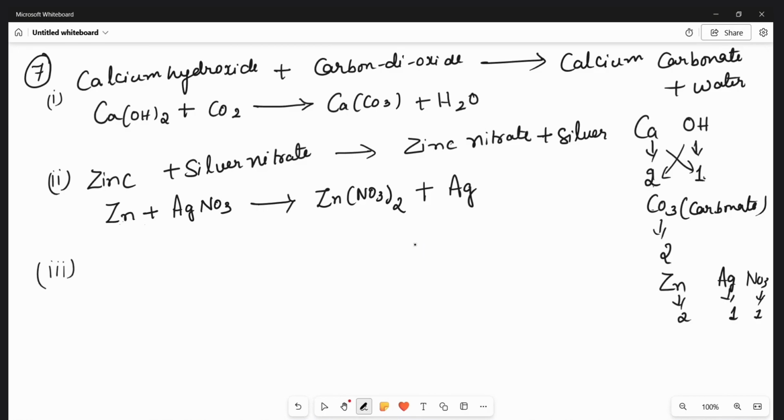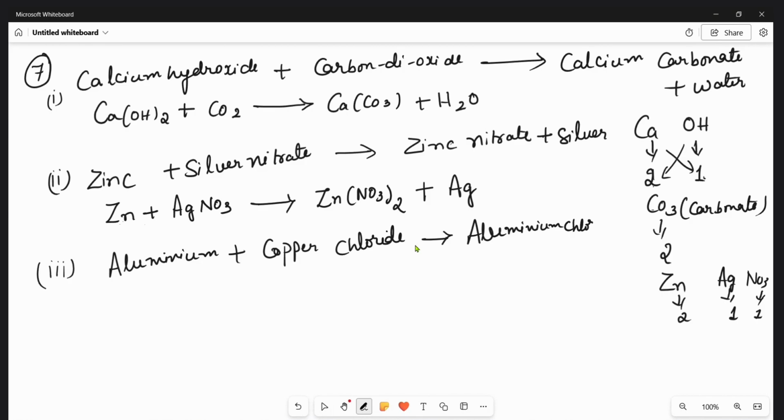Next one. Aluminium plus copper chloride. Aluminium plus copper chloride. We get aluminium chloride plus copper.